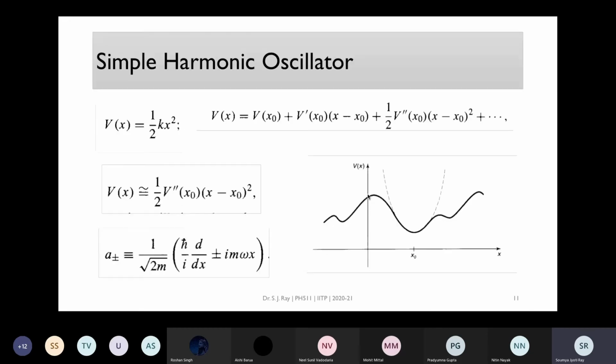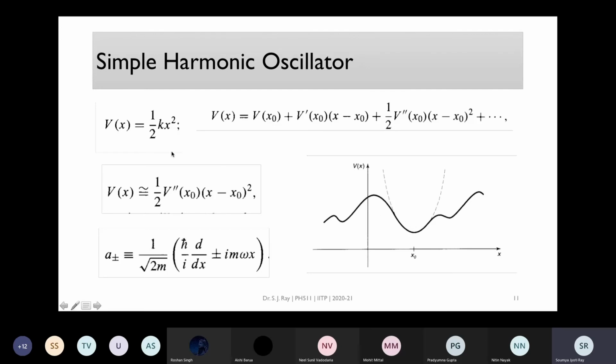Okay. The next one, which is very popular, is the simple harmonic oscillator. Here you have a harmonic potential. What is the harmonic potential? Anyone? Any idea? You see this potential here represented by this dotted line. Harmonic in the sense that it has a minimum. It is U-shaped, which means the center of this is the minimum. And harmonic means that whatever little disturbance you create around this, it will be symmetric around this minimum position.